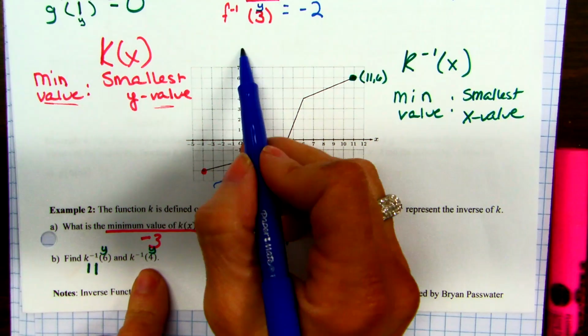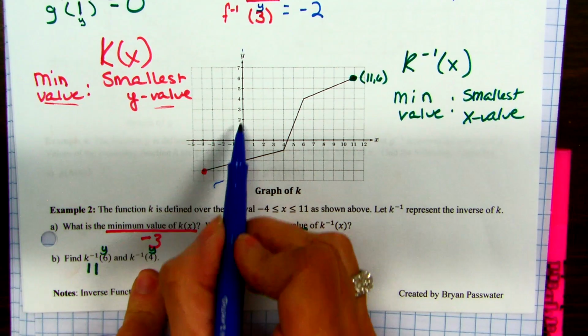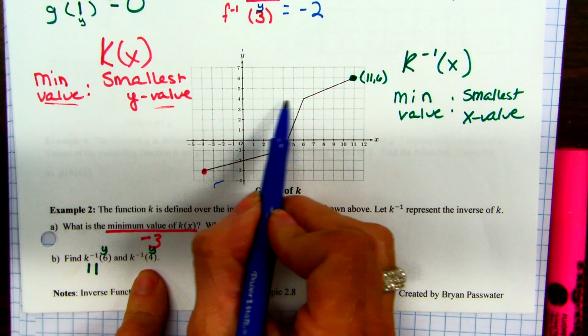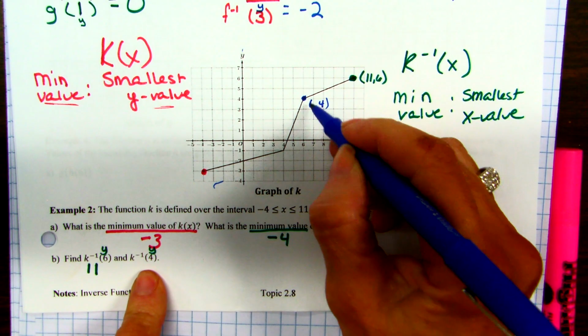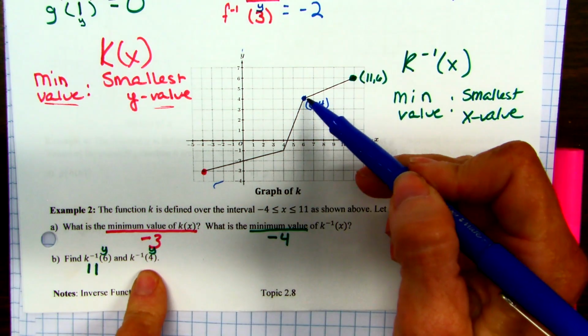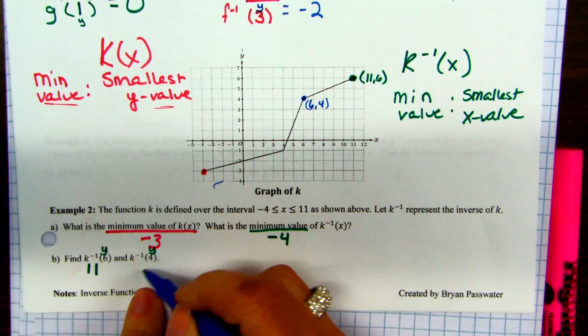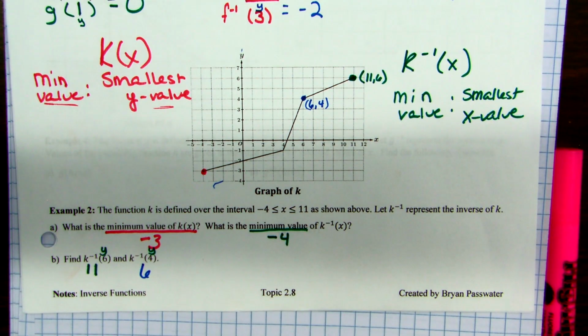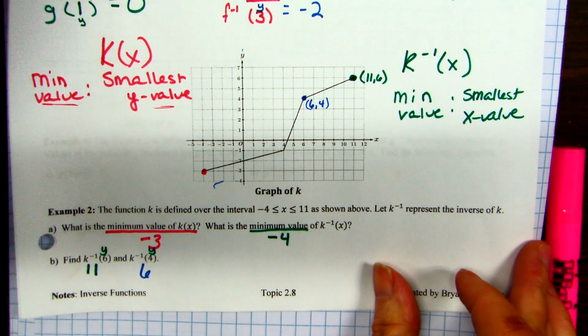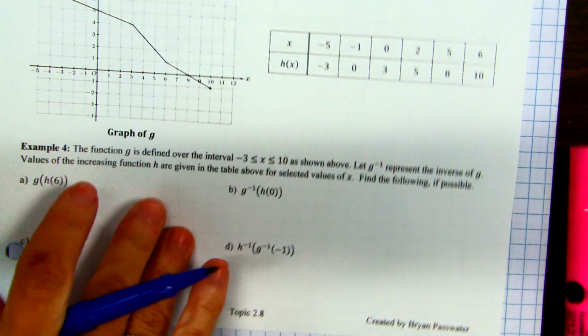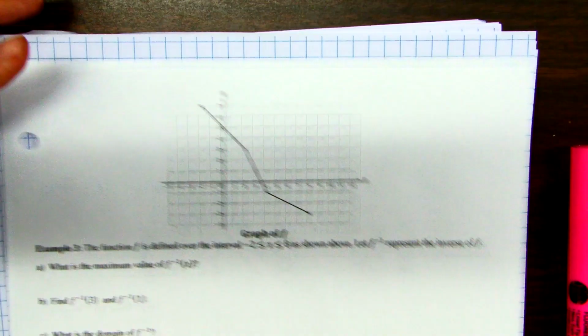Go to your graph. When y is positive 4, that's right here. Look left, look right so you can find a point. There it is. That point is 6, 4. Right? 6, 4. So when y is 4, x is 6. And just flipping. We getting it? Yep. Okay, keep going. There's another one.